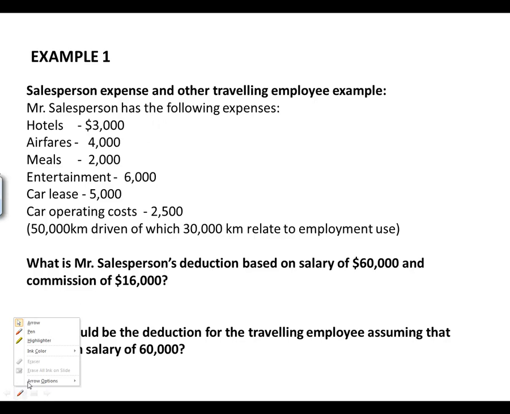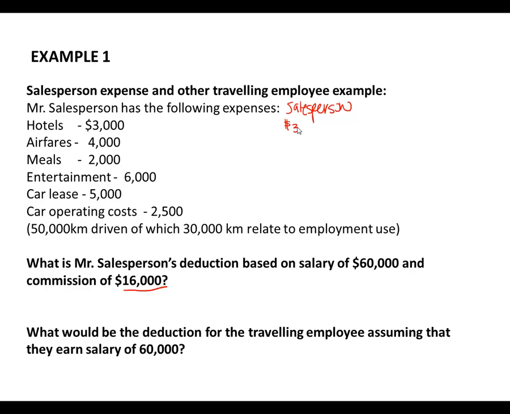Alright, I'm going to start this video by going through a couple of different examples regarding the salesperson on Moodle. So here you're told that Mr. Salesperson has the following expenses, and then what is his deduction based on a salary of $60,000 and commission of $16,000? So I'm just going to make a couple of columns here. The first one will be our example as if he was a salesperson.